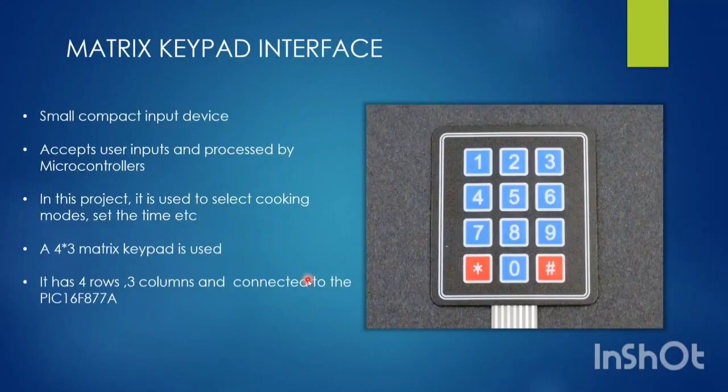And the next peripheral is the matrix keypad. The matrix keypad is a small compact input device. Here we are using a 4x3 matrix keypad, that is, it has 4 rows and 3 columns. It's used for selecting the cooking display. We are selecting the cooking display using this matrix keypad in this project.